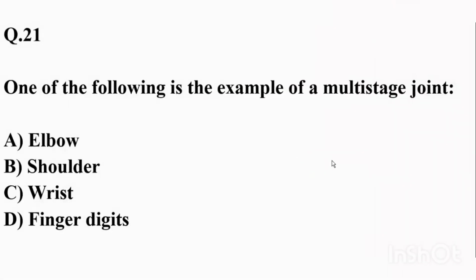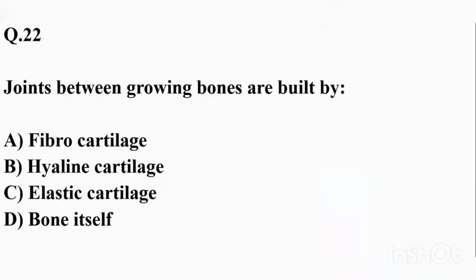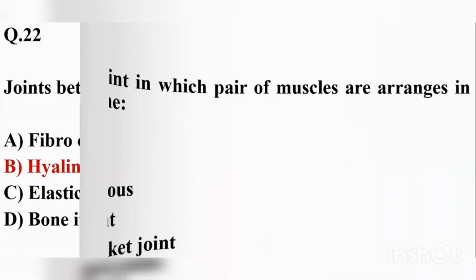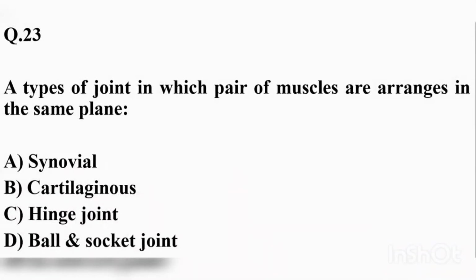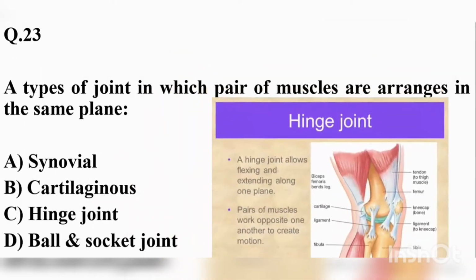One of the following is an example of a multi-stage joint. It's the wrist or carpal joints. So Charlie. Joints between growing bones are built by hyaline cartilage. A type of joint in which a pair of muscles are arranged in the same plane is the hinge joint, while muscles which are arranged at 90 degrees are found in the ball and socket joint.